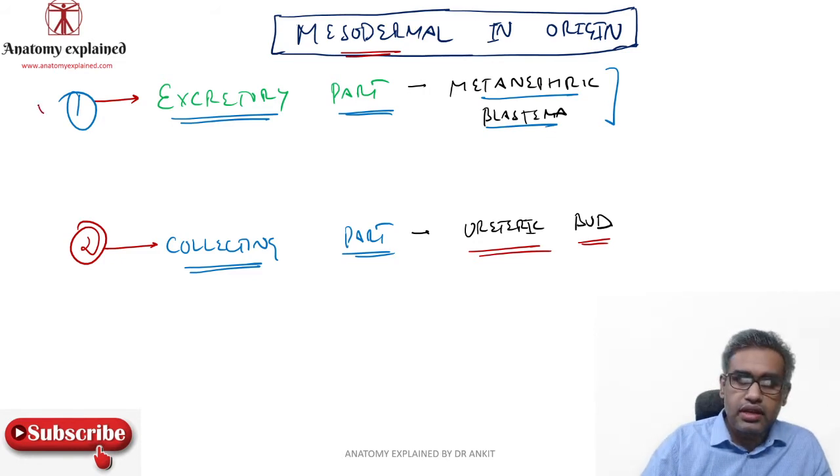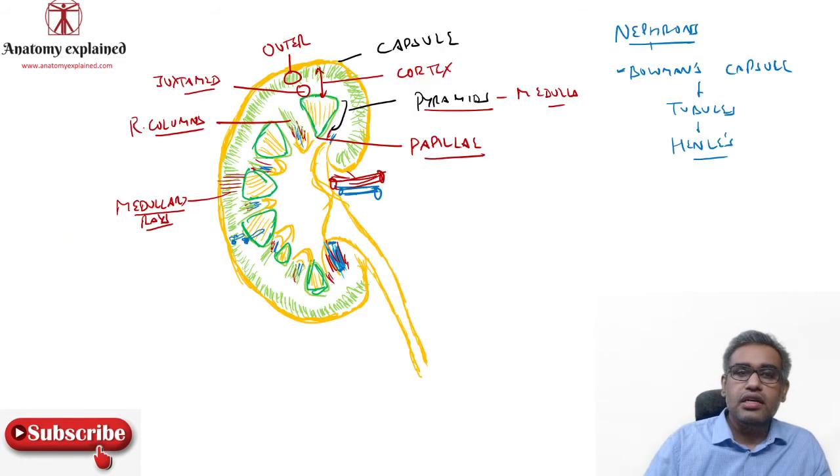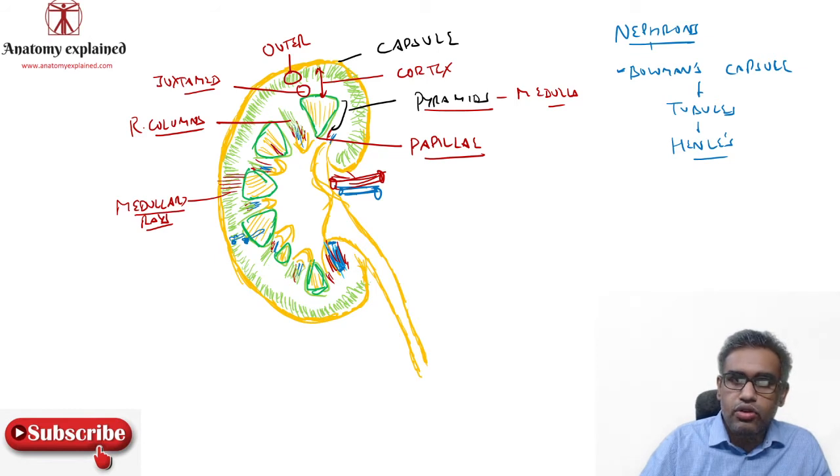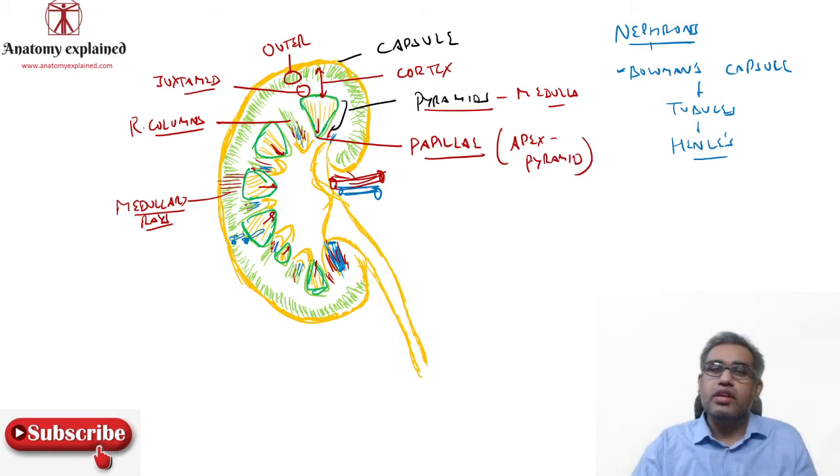So we just covered the excretory part. Now let's see the collecting part. Here we have seen the cortex and medulla, mainly having the nephrons and their parts. They will be forming the urine, and finally the collecting ducts will be opening near the papilla. This papilla is at the apex of the pyramid. So collecting ducts are now opening over here.